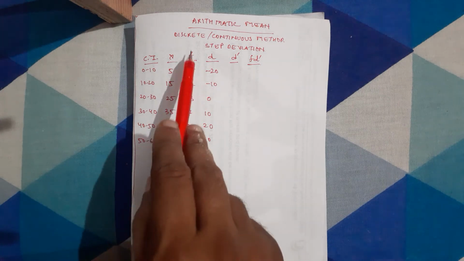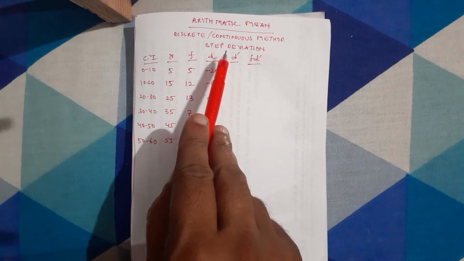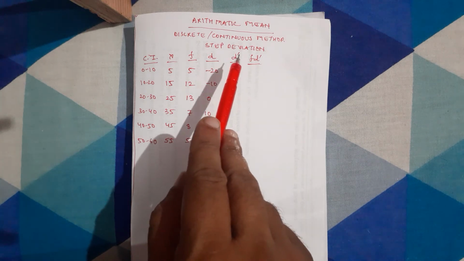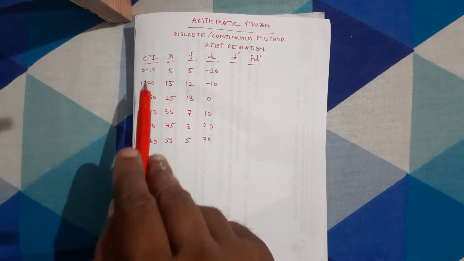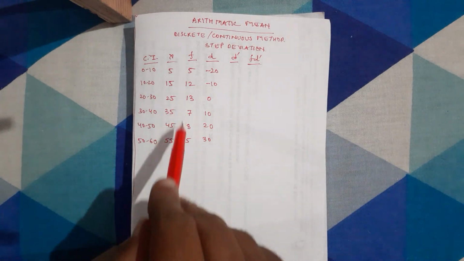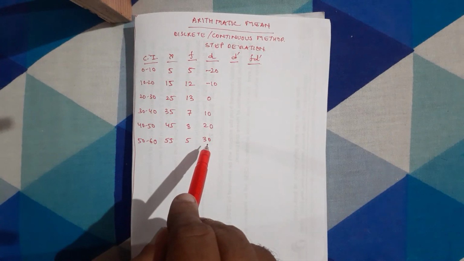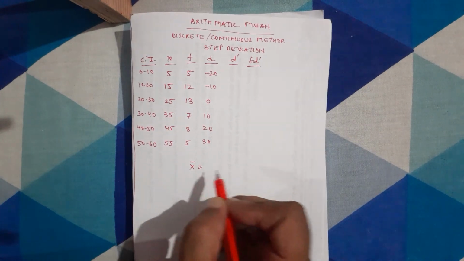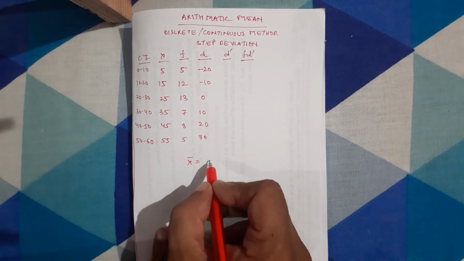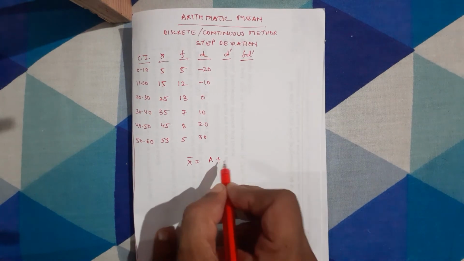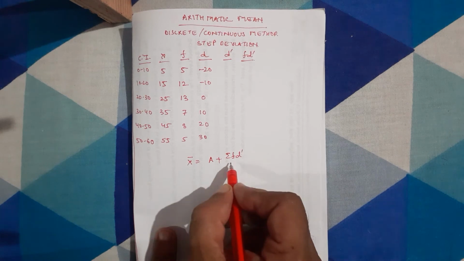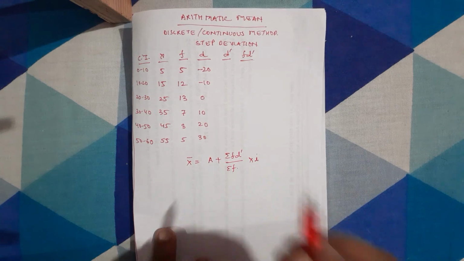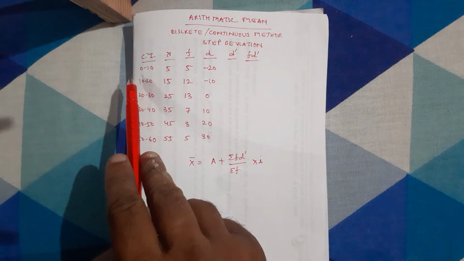Now the same question we will do by the step deviation method. This is the third method to find the arithmetic mean. Now what has to be done here? The same question I have taken, the x, f and d, you have already done in the last question. Now here the formula for step deviation is x bar equal to a plus summation fd dash upon summation f into i. Here i is the class size.